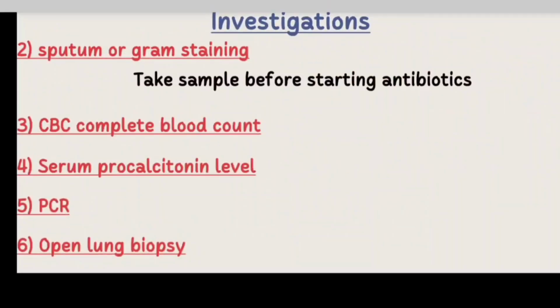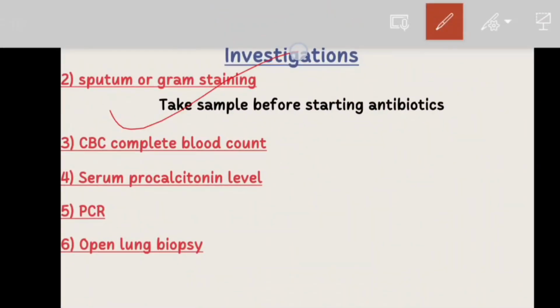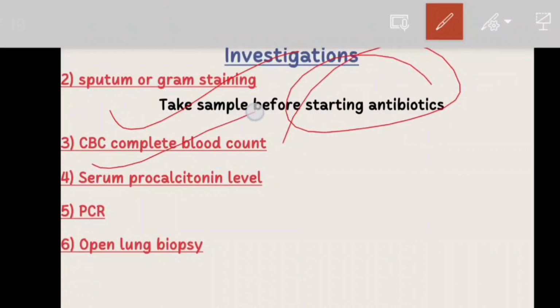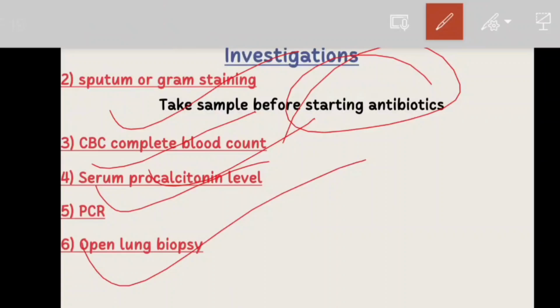Now the other investigations, like sputum or Gram staining. Take the sample before starting any antibiotic. Next is CBC, that is a complete blood count. Next are serum procalcitonin level, PCR and open lung biopsy. So these are the other investigations.